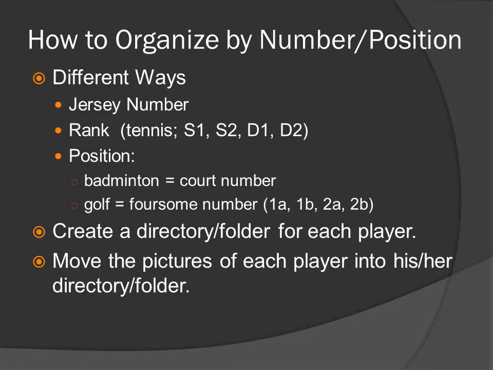How to organize by number or position. Different ways. The obvious one is their jersey number. But not all sports have jersey numbers. For instance, tennis. There is no number on the jersey. So you organize by rank. First singles, second singles. First doubles, second doubles.